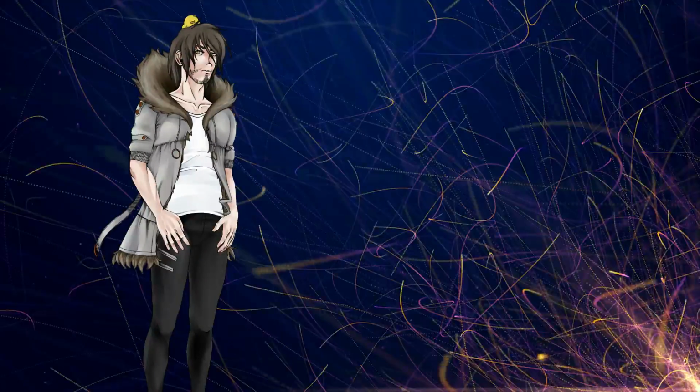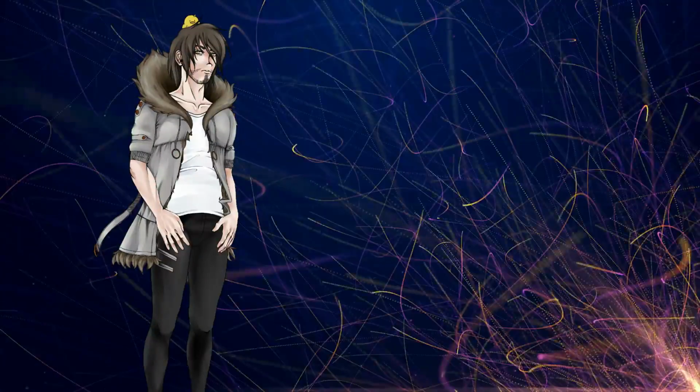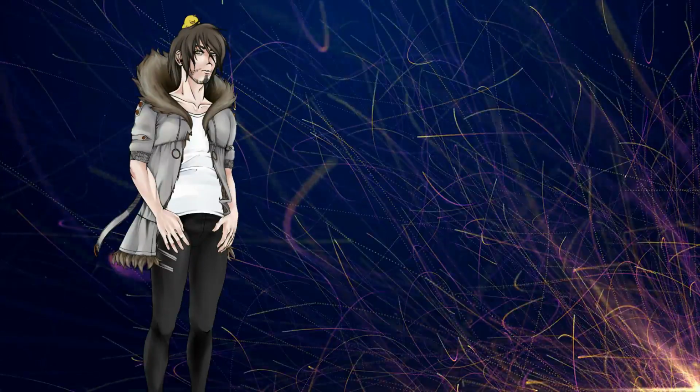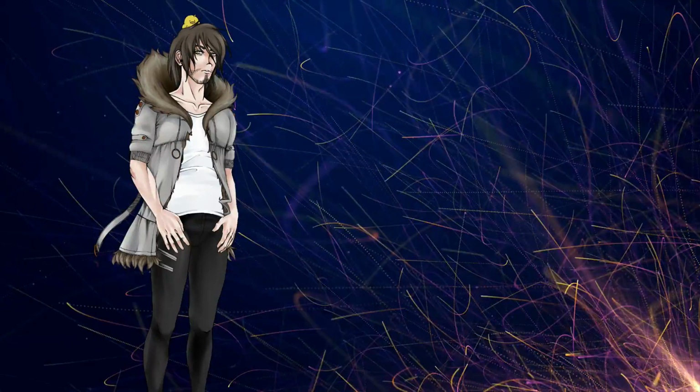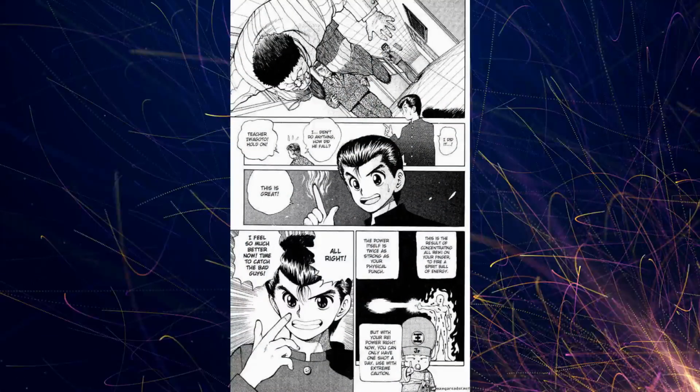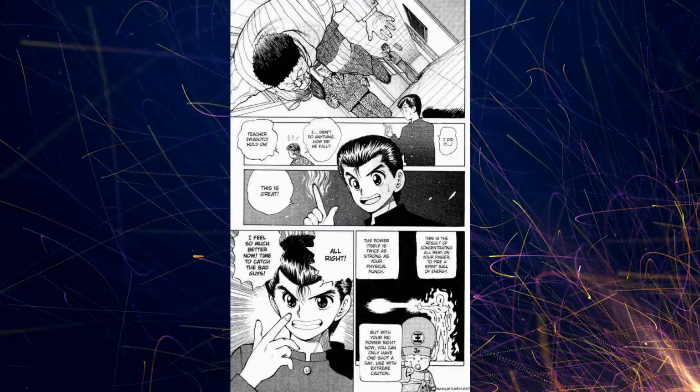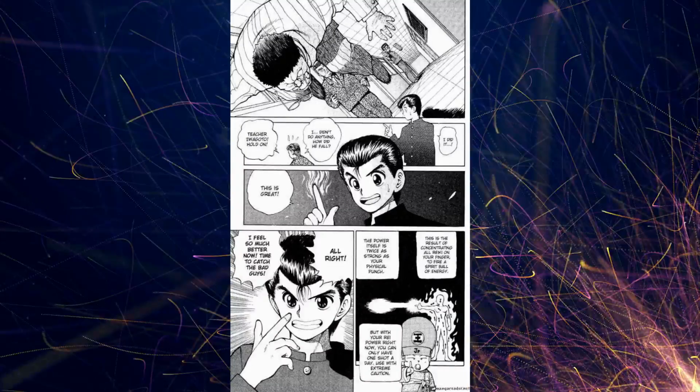Now, separately, anyone who knows the series already knew the ray gun is many times more powerful than Yusuke's base power, shown to be at minimum at least 2 times stronger as soon as he gets it, let alone what he has later. But these numbers become important later.